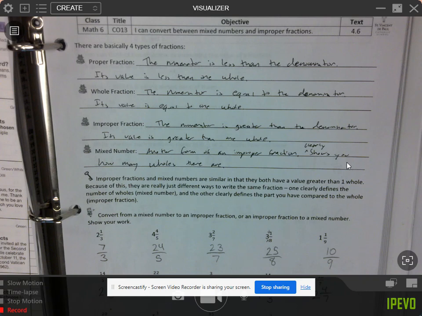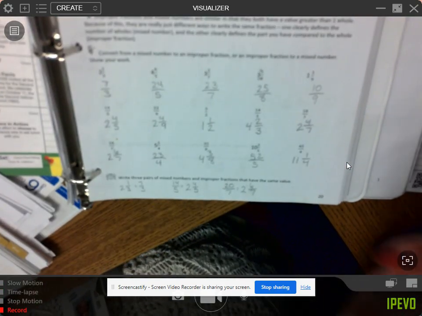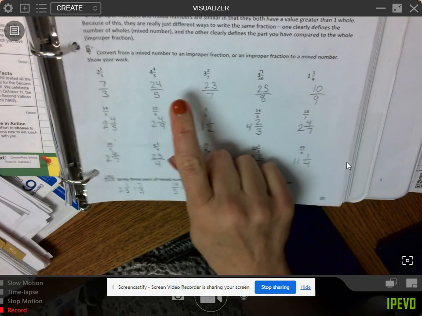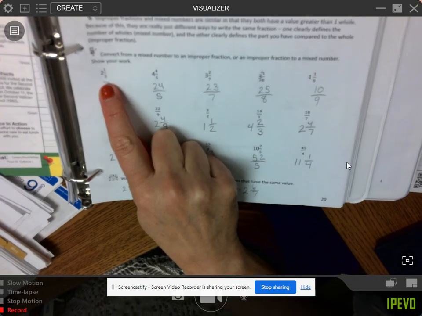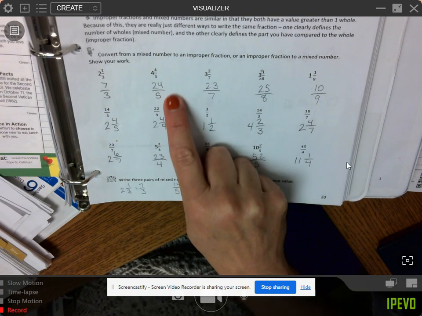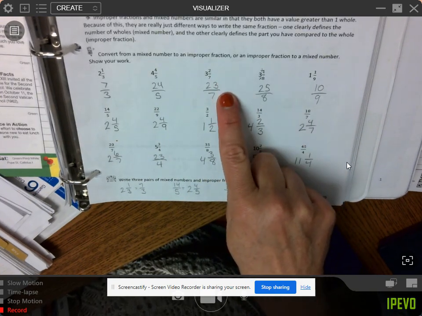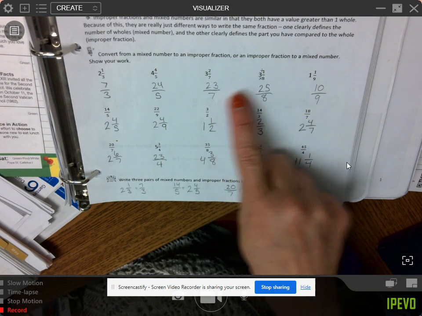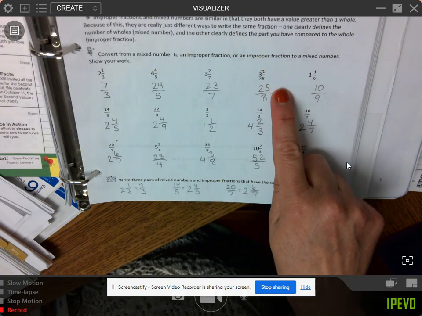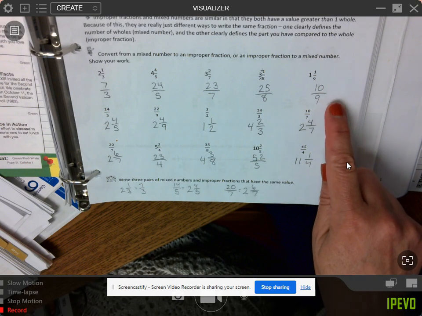Okay, good morning. Today we are correcting CO13, converting between mixed numbers and improper fractions. So let's look at our numbers. We went from 2 1/3 becomes 7/3. 4 4/5 becomes 24/5. 3 2/7 becomes 23/7. 3 1/8 becomes 25/8. 1 1/9 becomes 10/9.